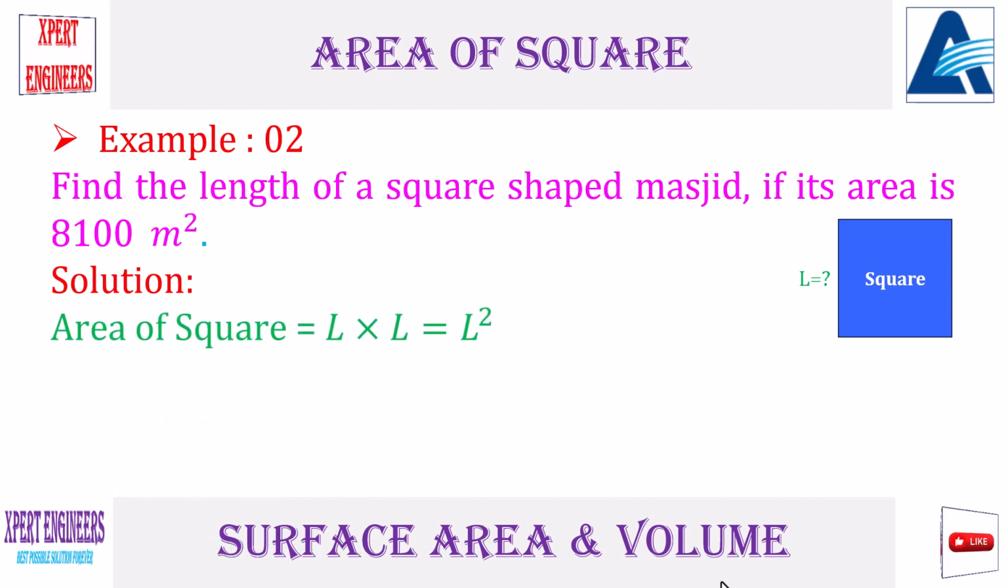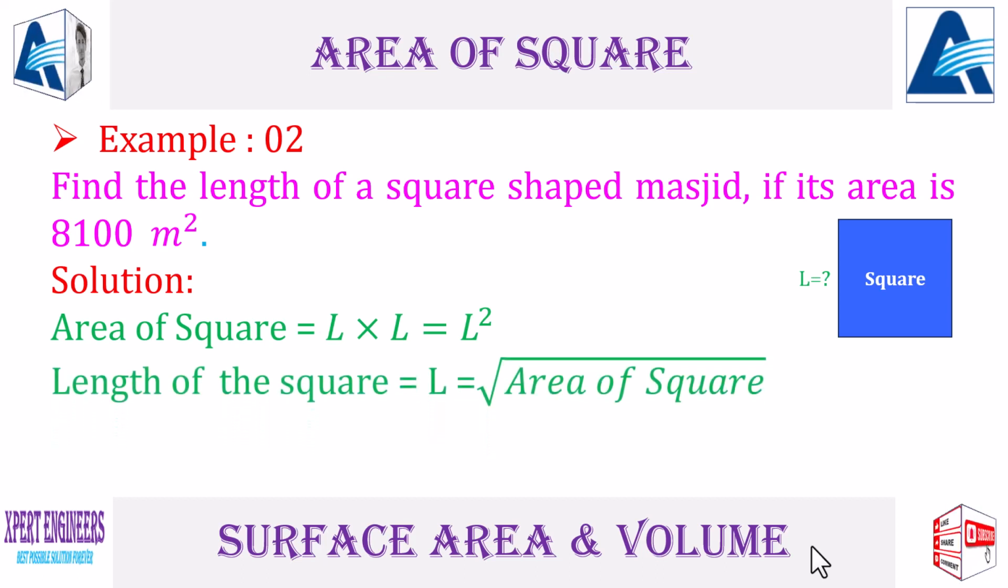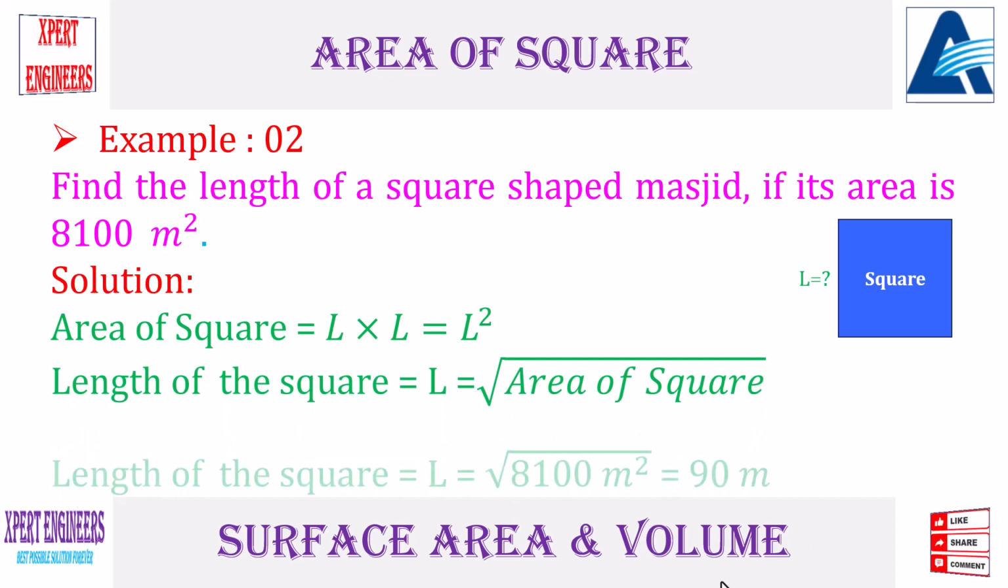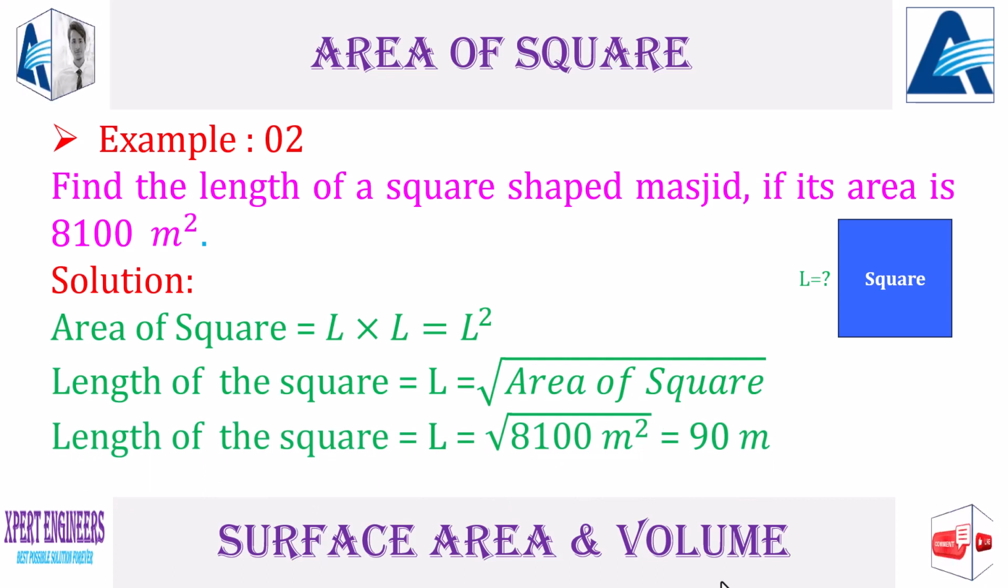As we know that area of sphere is equal to length multiplied by length, or L square. But we have to find the length of sphere. So if we take square root on both sides, then we get length of sphere is equal to square root of area of sphere. By putting the value of area of sphere-shaped masjid, we get the length of masjid, that is equal to 90 meter.